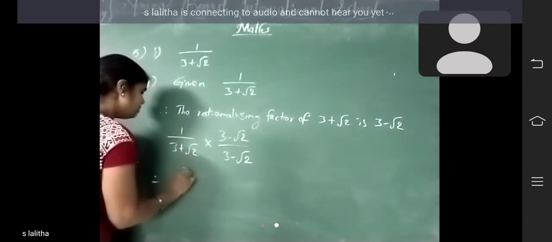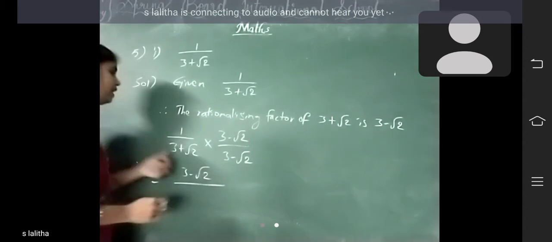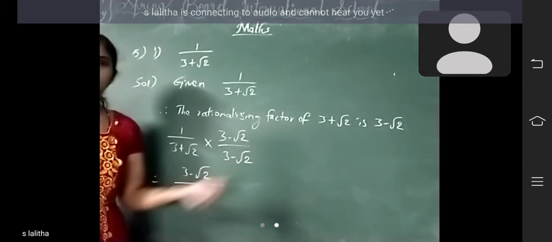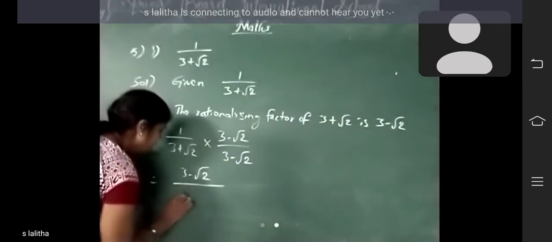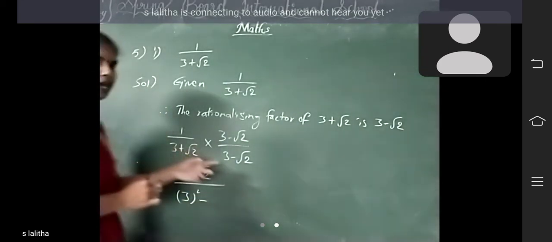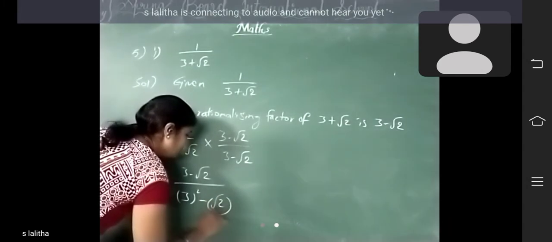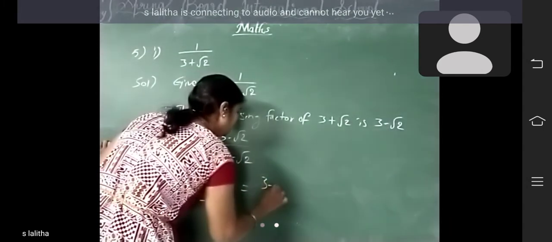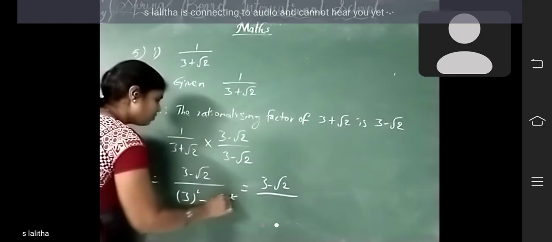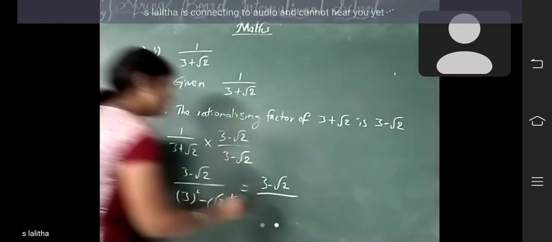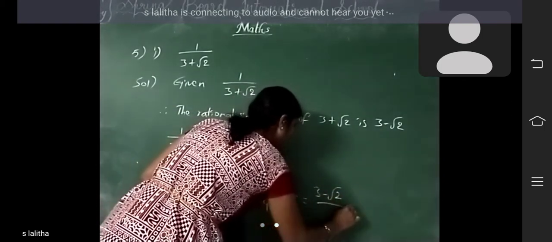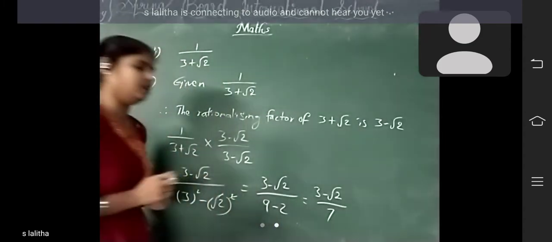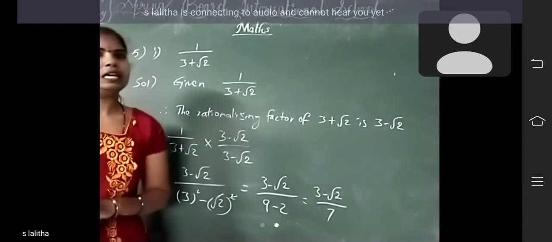So 1 into 3 minus root 2 how much? 3 minus root 2 by, here it is in the form of a plus b into a minus b. What is the formula, children? a square minus b square. So what is a here? 3 square minus b square, b is root 2. Now 3 minus root 2 by, here the square and square root will cancel. 3 square how much? 9 minus 2. So 3 minus root 2 by 9 minus 2 how much? 7. So what is the answer? 3 minus root 2 by 7 is the answer.